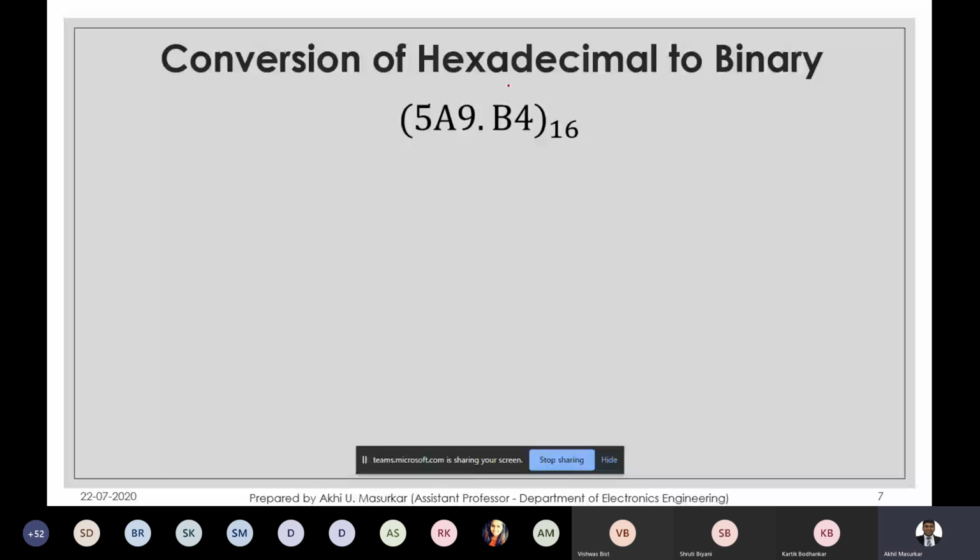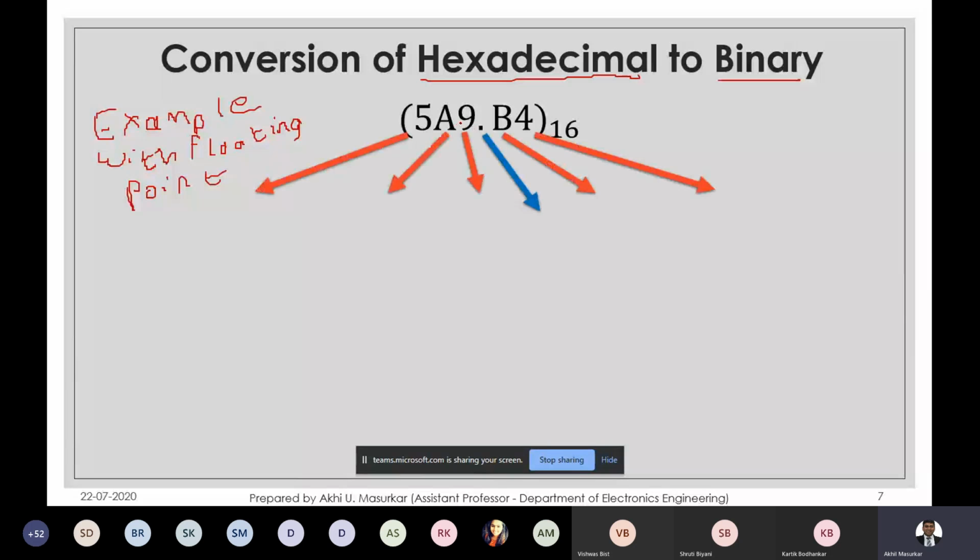Before we go ahead, some of you may have a doubt. What if there is a floating point? So this is an example with floating point. And what we are again looking at is hexadecimal to binary. Okay. So please observe what I am doing. 5A9.B4.